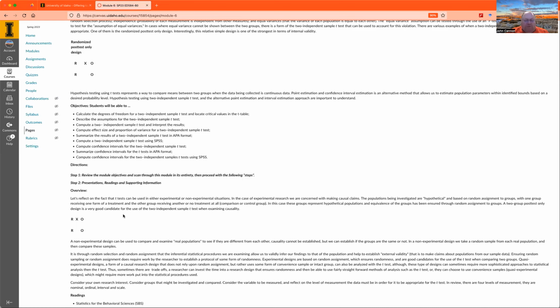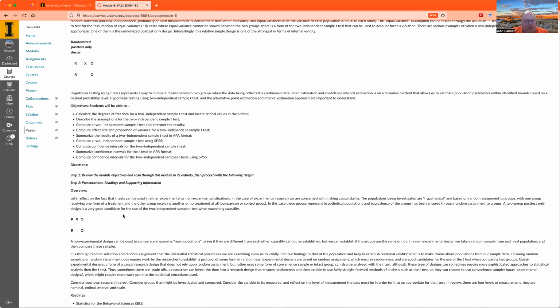Ensuring random sampling or random assignment does require work by the researcher to establish a protocol of some form of randomness. Experimental designs are based on random assignment, which ensures randomness, and are good candidates for the use of the t-test when comparing two groups. Quasi-experimental designs, a form of causal research design that does not rely upon random assignment, but rather uses some form of convenient sample or intact group, can also be analyzed with the t-test.